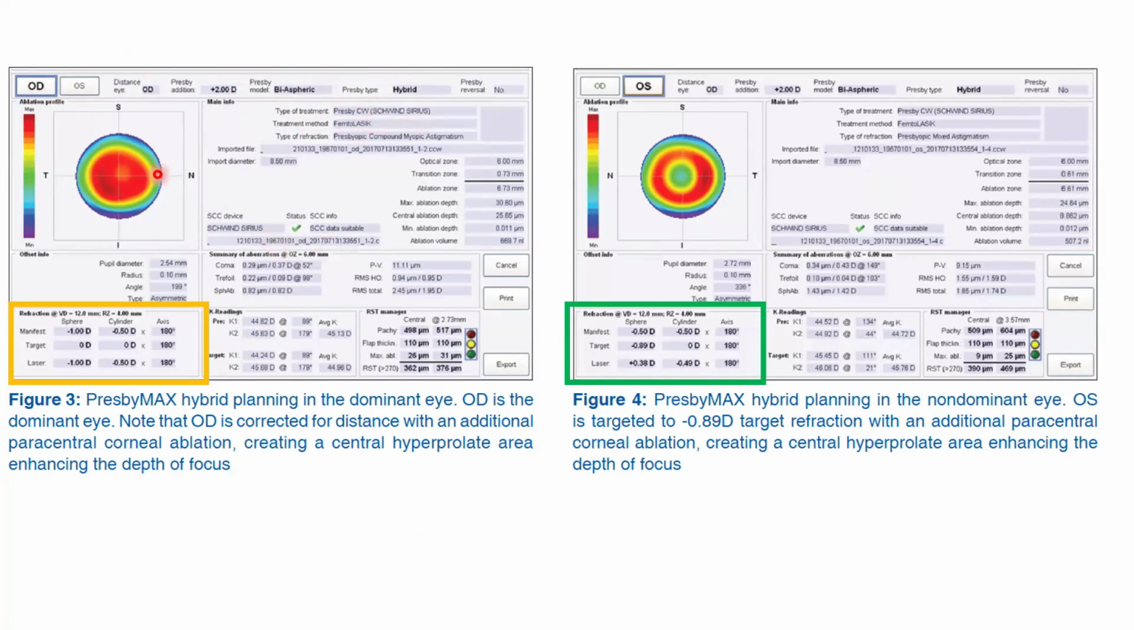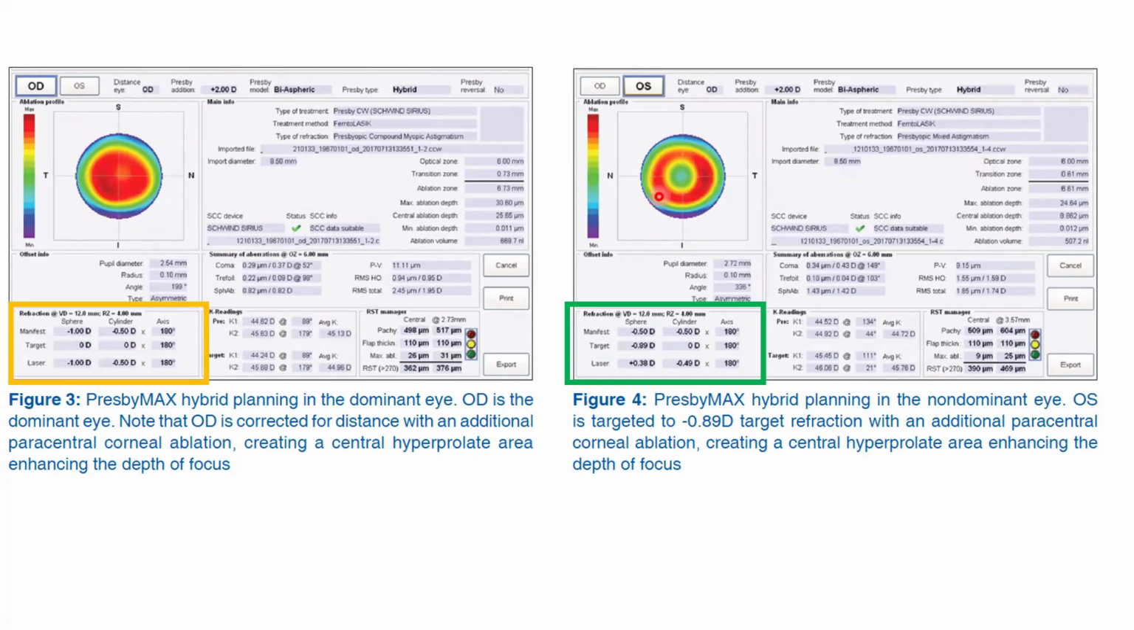An important point to note here is that in the distance eye, the refraction was -1 sphere and -0.5 cylinder. The target here has been set to plano. If we look at the amount of ablation which is occurring, it is highest in the center and reduces to the periphery, which is similar to the LASIK myopic correction.